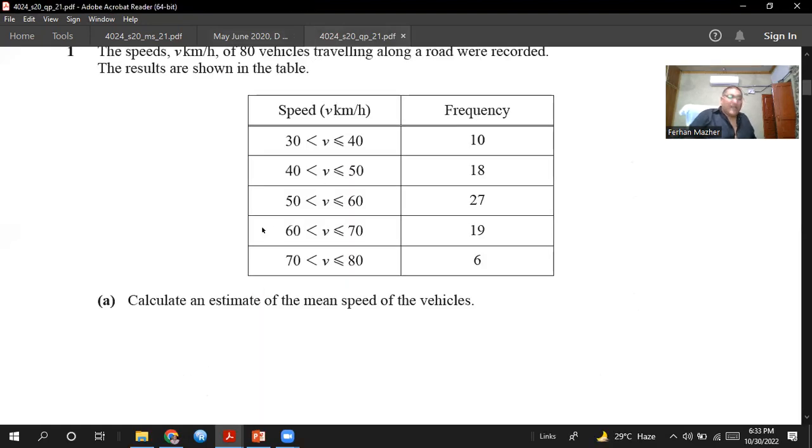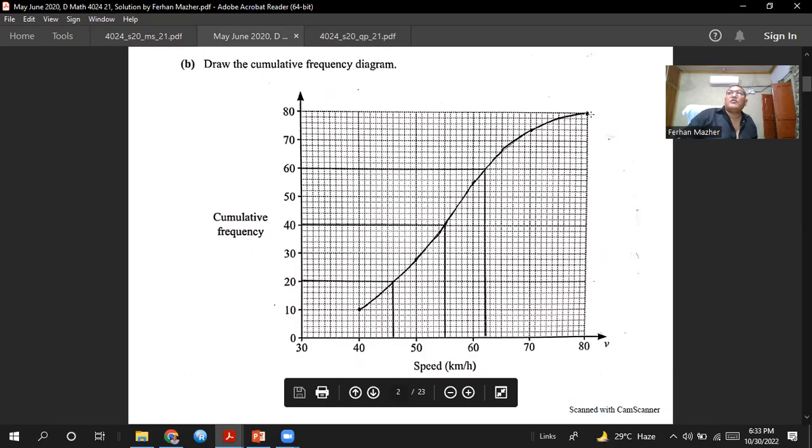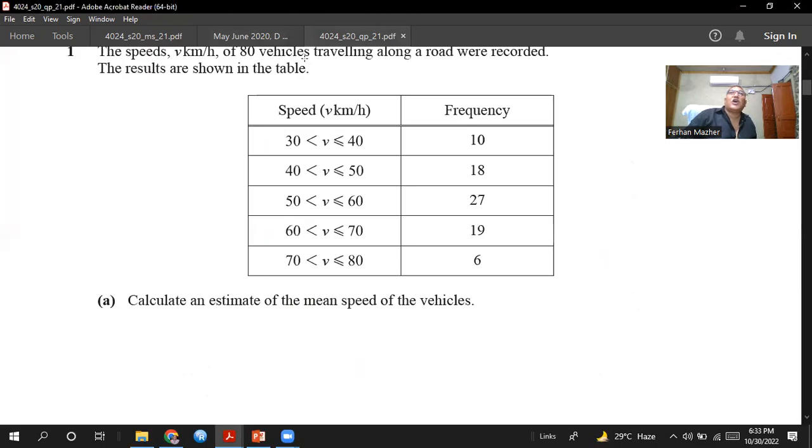And then I will add 9 to the 74, so it will be 80. So at 80, I will put a dot of 80. So you get how you get the cumulative frequency.